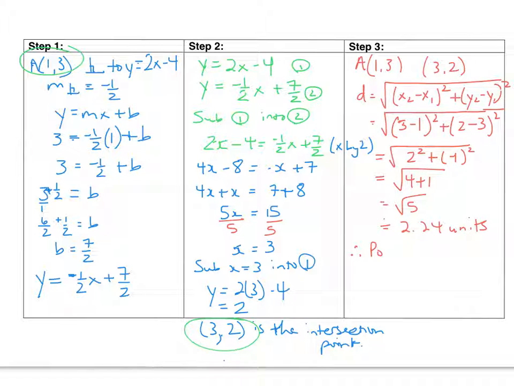Therefore, point A is about 2.24 units away from the line. And there we have that question.